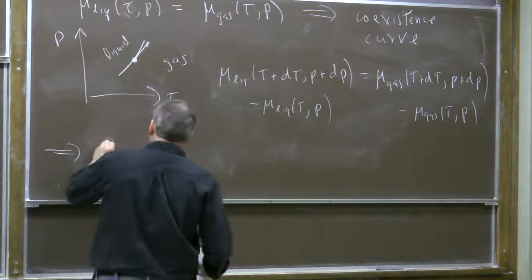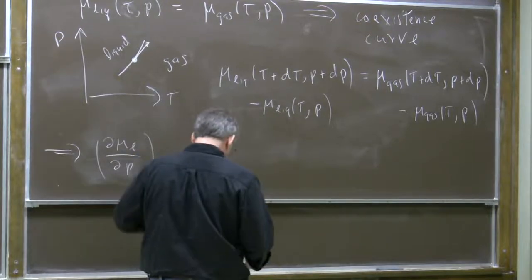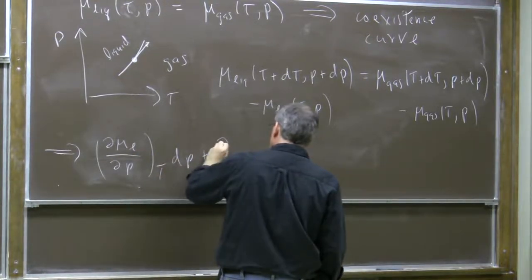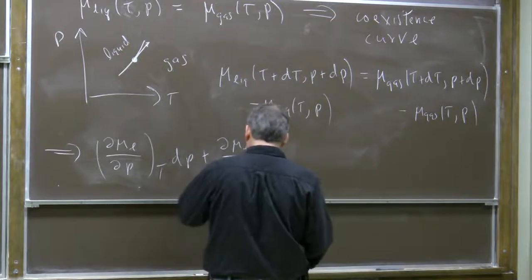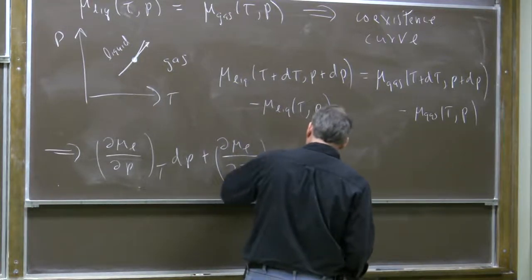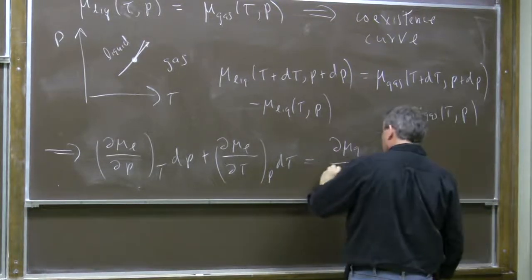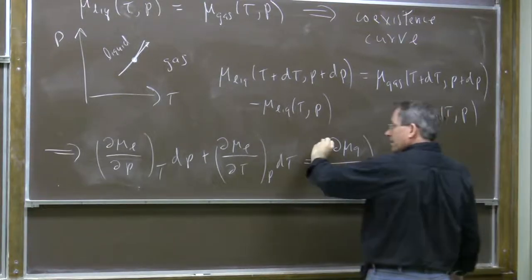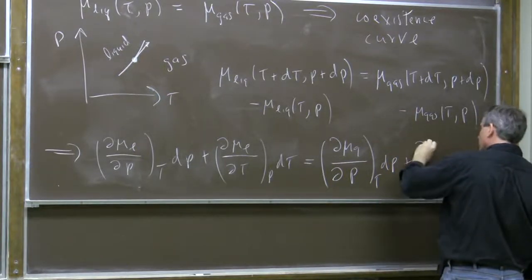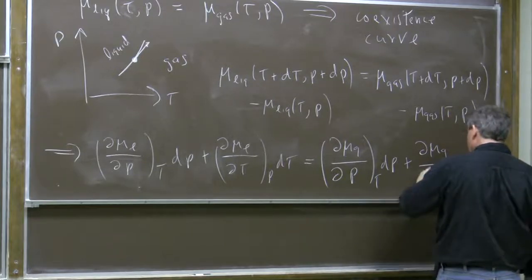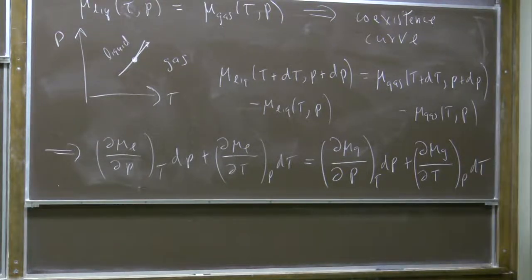So I can say that the derivative of chemical potential, I'll write sub L for liquid, with respect to pressure at constant temperature, d pressure, plus partial derivative of chemical potential of the liquid with respect to temperature at constant pressure, d tau, equals the corresponding quantity for the gas, partial derivative of chemical potential with respect to pressure of gas at constant temperature, dp, plus partial derivative of chemical potential of gas with respect to temperature at constant pressure, d tau. Those have to be equal.